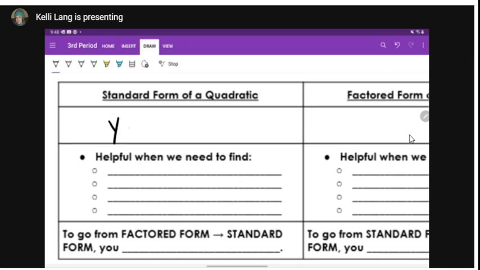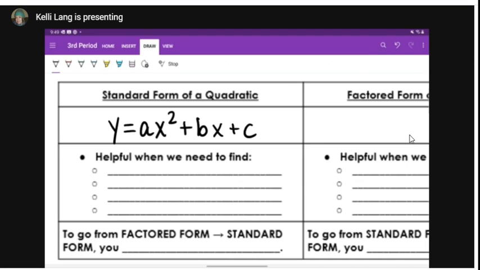A standard form of a quadratic is written in the form y equals ax squared plus bx plus c. And as I was walking around, I noticed that some students already wrote that in. I'm so excited to see that. We need to commit this form to memory. You need to know what this basic form looks like. And the reasons why will hopefully become clear later today.